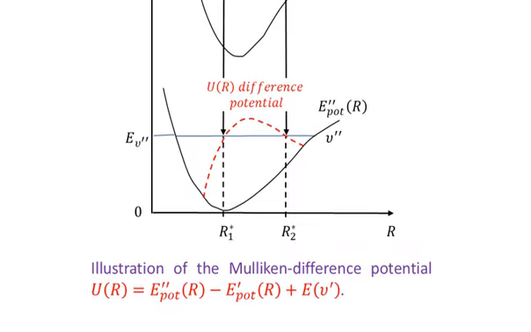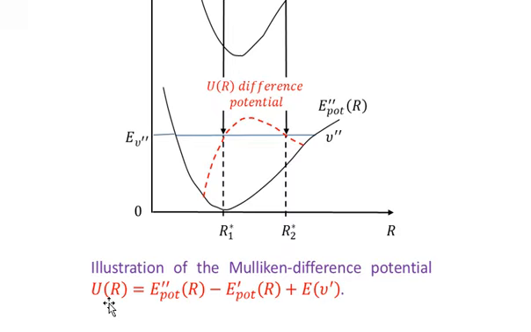Let me talk about the definition of U of R, that is, the molecular difference potential is equal to the lower potential minus the upper potential plus the energy of the molecule when it is in the vibrational level V single prime of the upper potential. So adding this E of V single prime will make U of R appear as a positive quantity, and that is why U of R has been plotted as a positive quantity with the dashed red line, or a red curve, in this diagram. So U of R, the difference potential, has been shown as a dashed red curve on this plot.